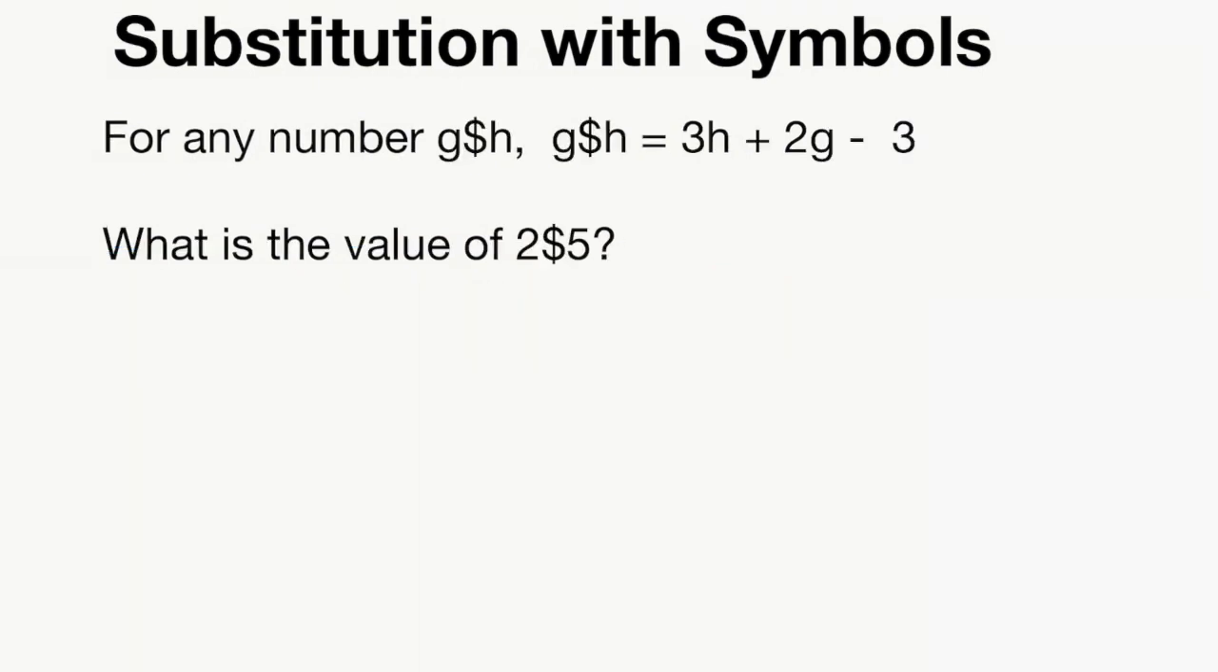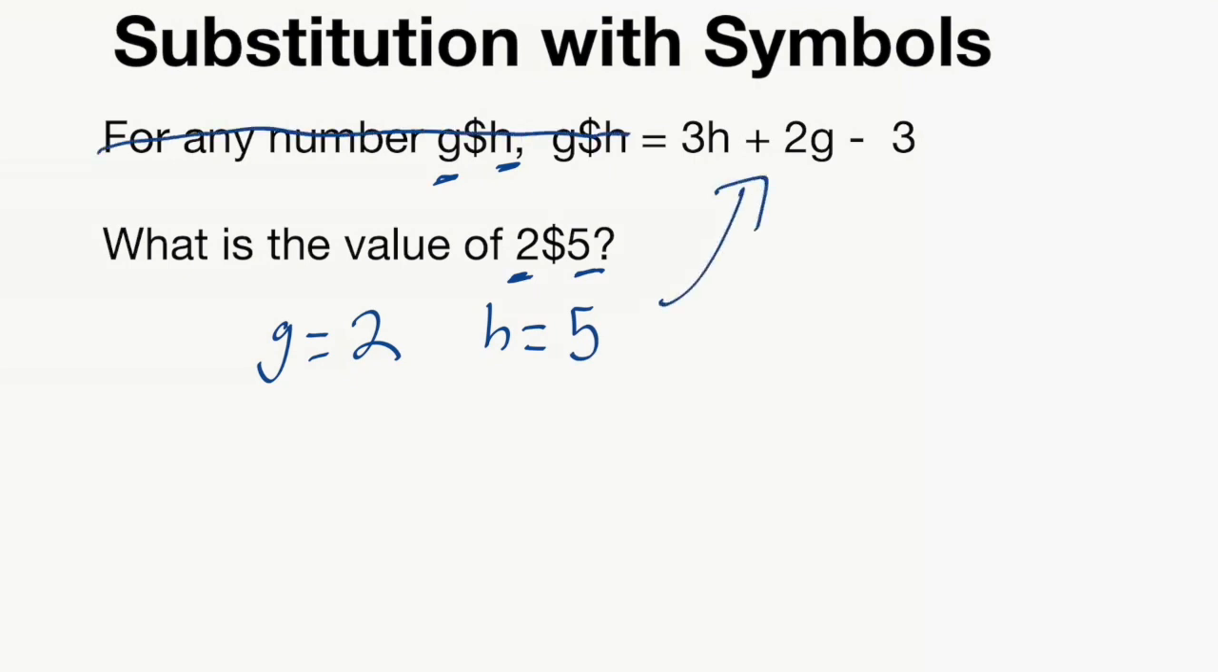This next one is asking us to substitute two numbers. So the G refers to the 2 by the dollar sign, and the H refers to the 5. So it's really saying substitute 2 for G and 5 for H in the expression. Pause the video and try this one now.